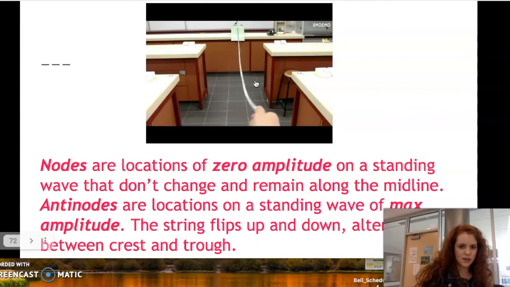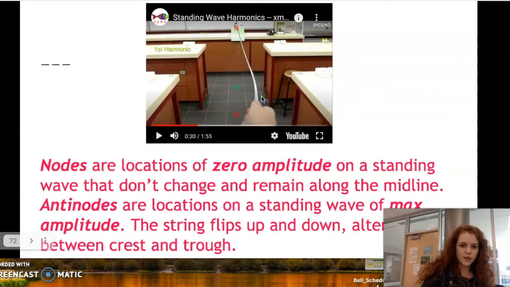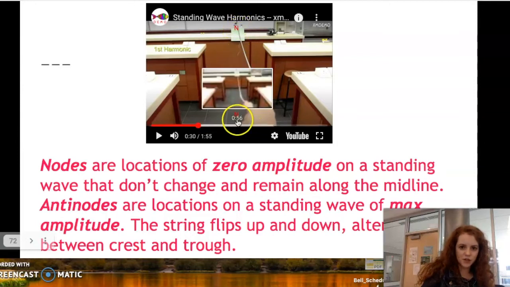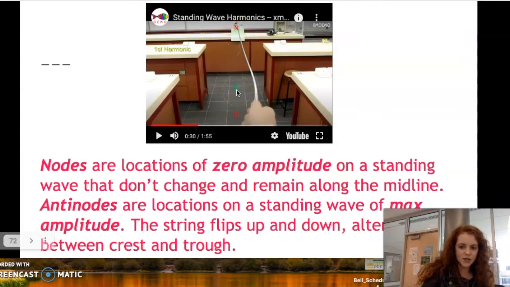Now he's going to try to make one standing wave. So he's labeling node, node, antinode. So this basically looks like a half circle or like one bump, which is half a wave.